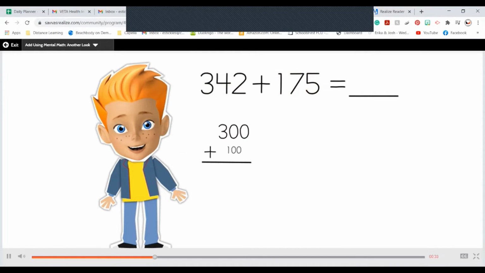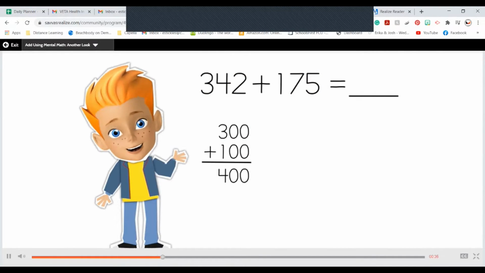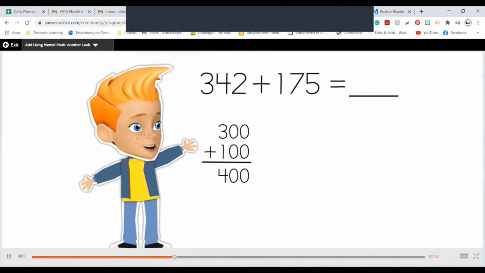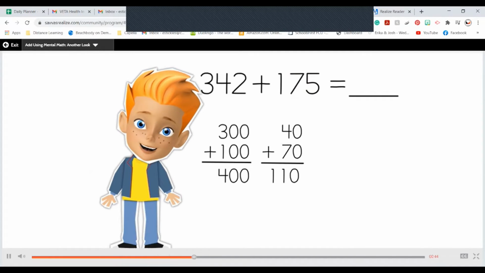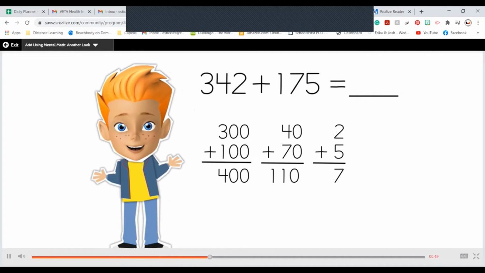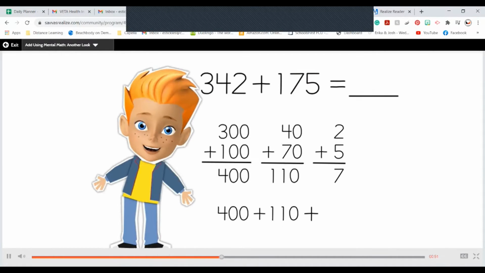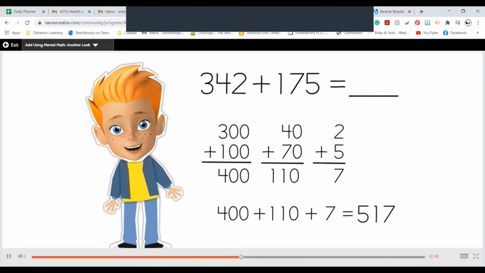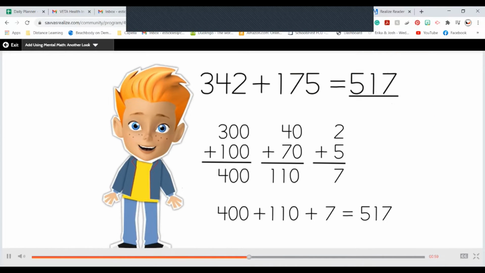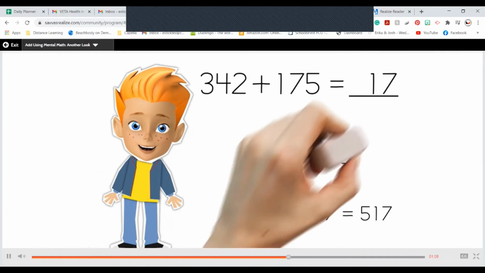So 300 plus 100 equals 400. Oh, I see. I'll add the tens. 40 plus 70 equals 110. Right. And now the ones. 2 plus 5 equals 7. So we have 400 plus 110 plus 7. That equals 517. Great job, Alex. So 342 plus 175 equals 517. See, adding 3-digit numbers isn't hard at all. So that's one way to add 3-digit numbers.